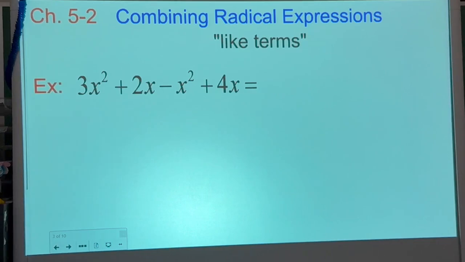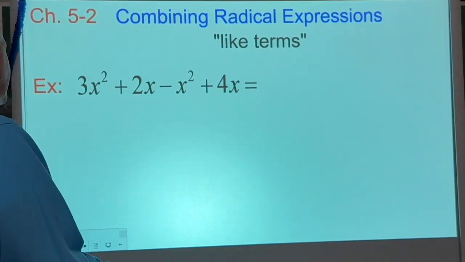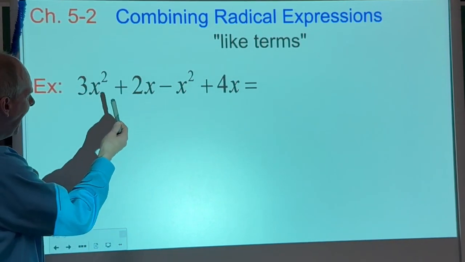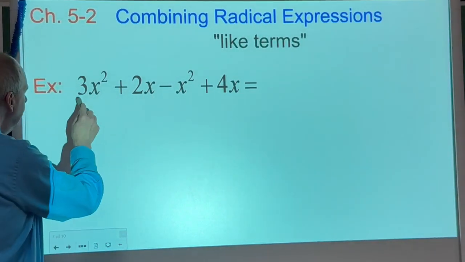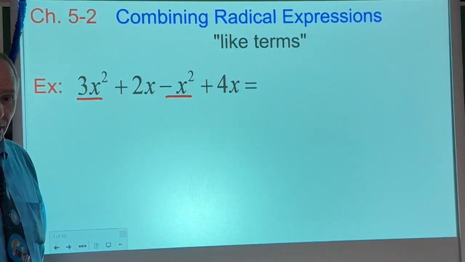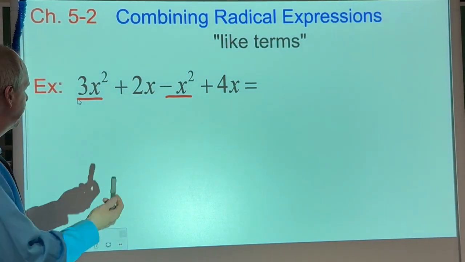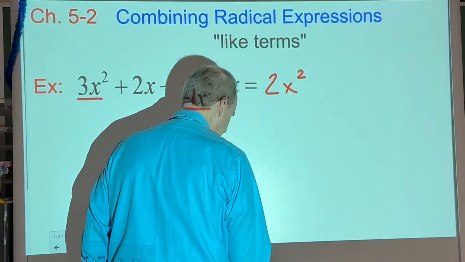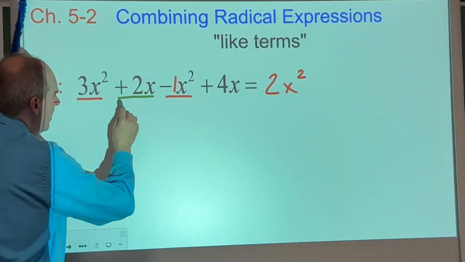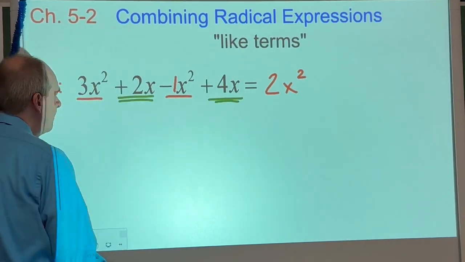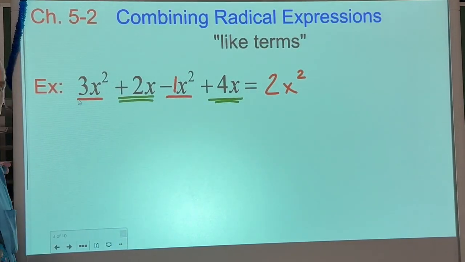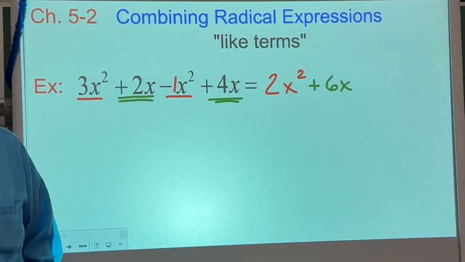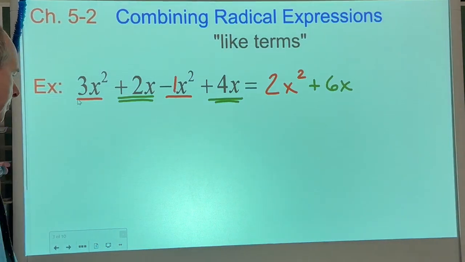For instance, if we go back to what we already know how to do, combining like terms when we have x's means that we look for the same variable and the same exponent. So 3x squared minus 1x squared, those are like terms. 3 minus 1 would give me 2x squared. Then we have x's here, so positive 2x and positive 4x, 2 plus 4 make 6x. We can't combine it any further because they are not like terms.